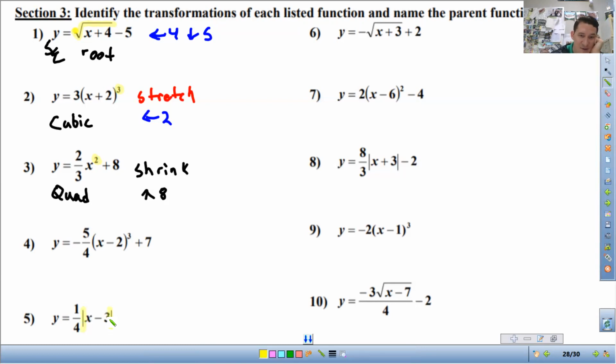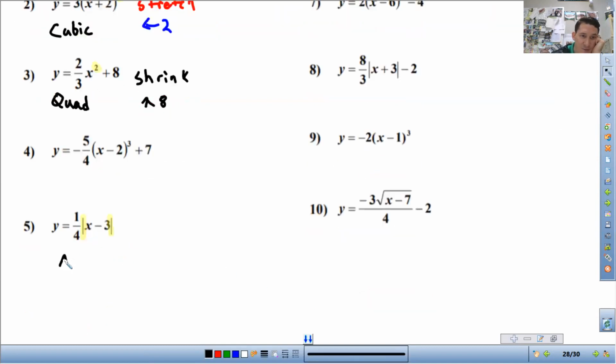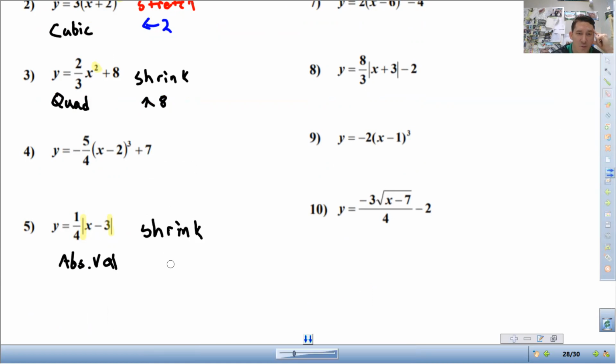And then we'll do one more down here. Remember, this is absolute value with those absolute value brackets. So the parent function is absolute value. The 1/4 is a stretch. Nope, it is not a stretch. That's less than 1. So that is a shrink. And then the -3 is going to be a right 3.